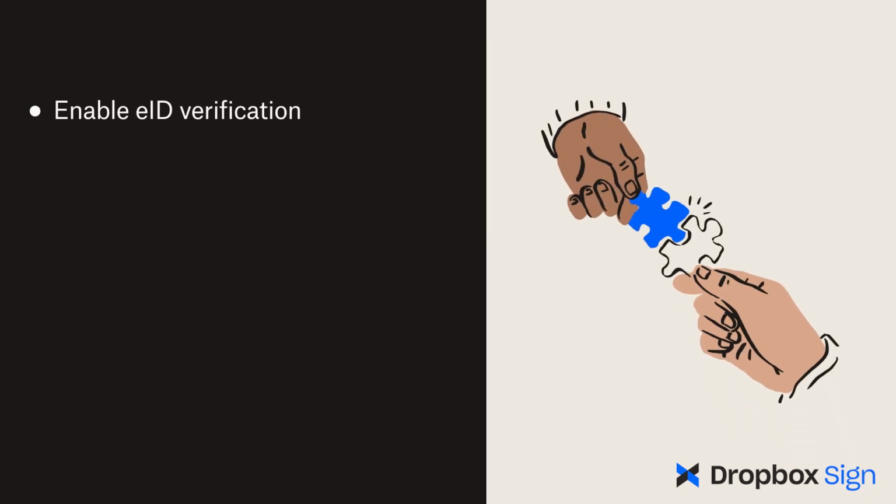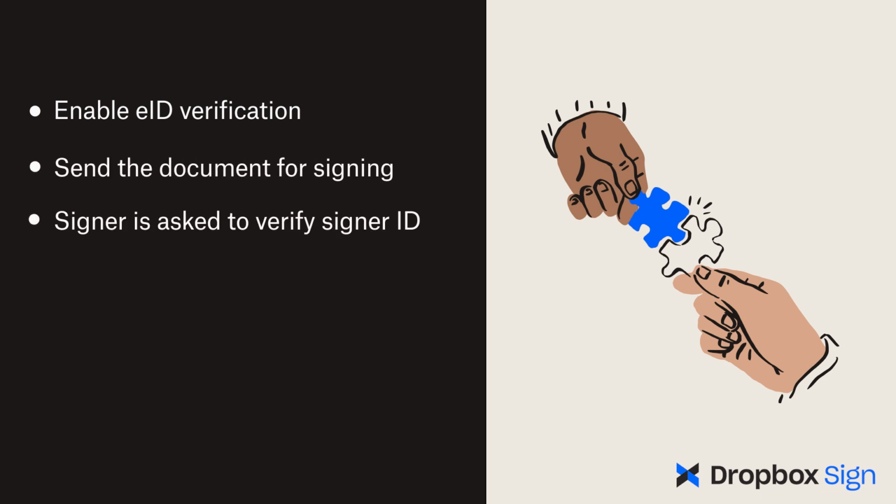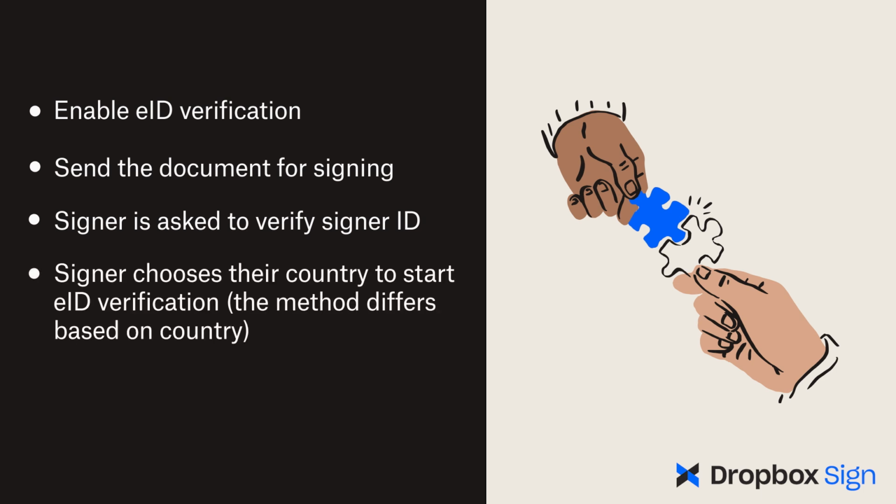The process roughly looks like this. First, you enable eID verification when you create the signature request. Then, the document is sent to the signer. During signing, the signer is asked to verify their identity. The signer selects their country, and Dropbox Sign chooses an eID verification method based on that country. The eID verification process quickly verifies your signer's identity and obtains eIDAS-compliant electronic signatures. However, the process varies based on the country the signer is in. More about this later. Once the eID is verified, the document is successfully signed.